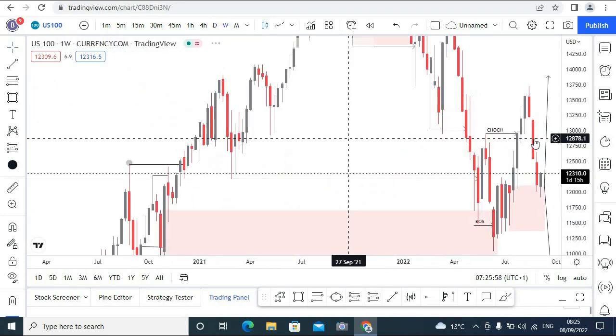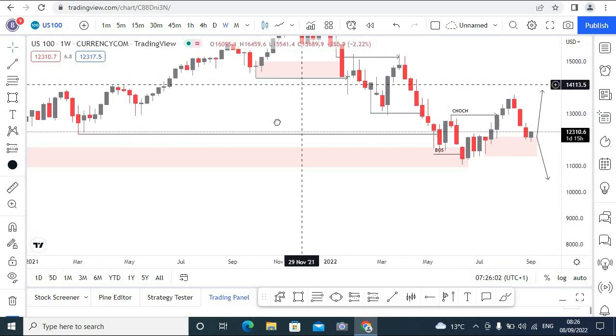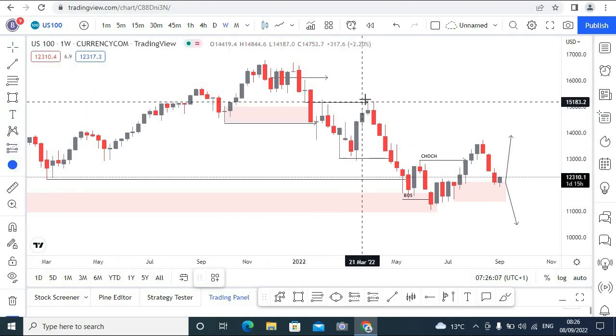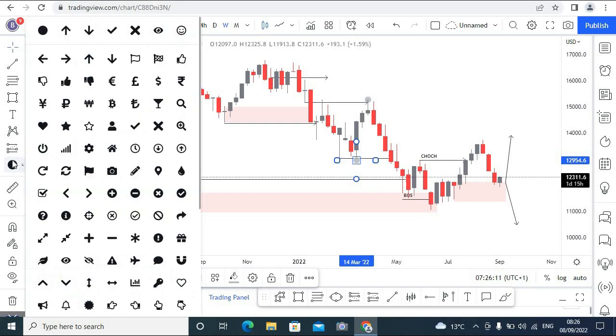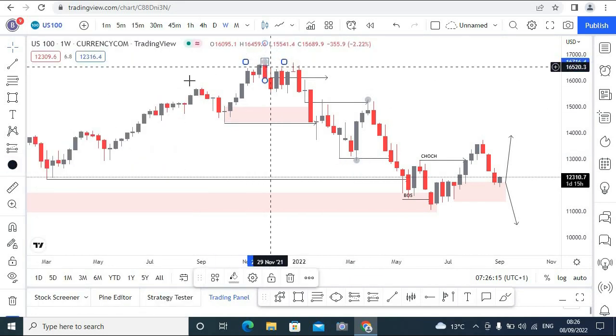As you can see in our weekly time frame, right, we do have lower highs and new lower lows. As you can see, let me highlight them, something like this. This is a new lower high, right?